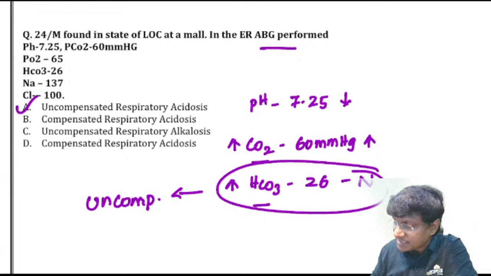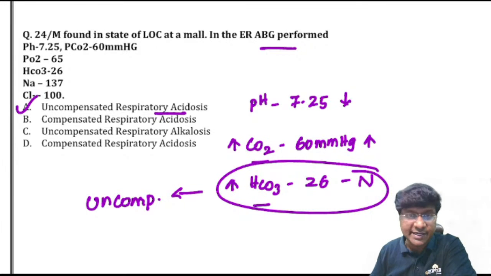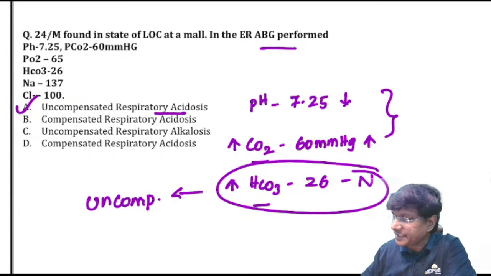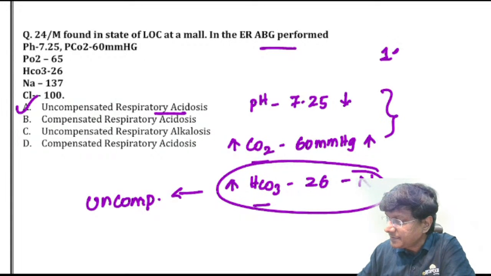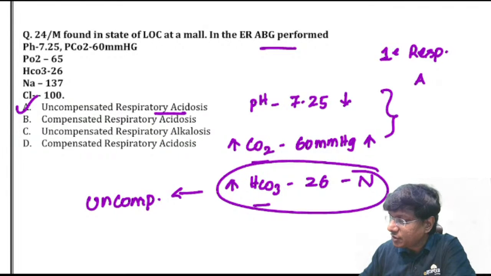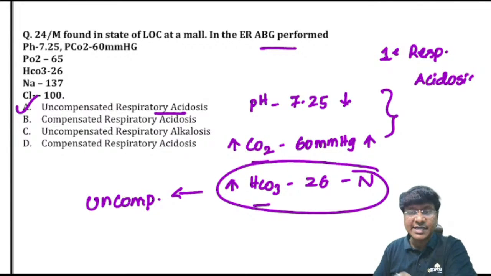So the answer is uncompensated respiratory acidosis. Why respiratory acidosis? Because what is the primary event here? The primary event, see, both the pH and PCO2 are changing in opposite directions. So the primary event will be respiratory, and the carbon dioxide value is increased. So that is the reason why we call it primary respiratory acidosis as the answer in this question.